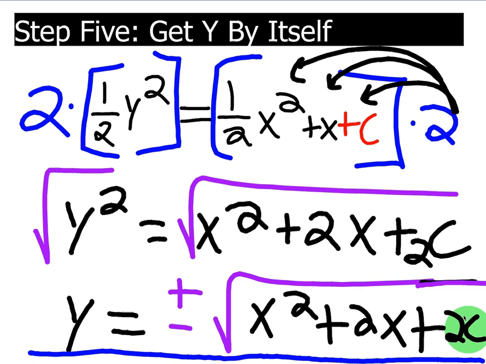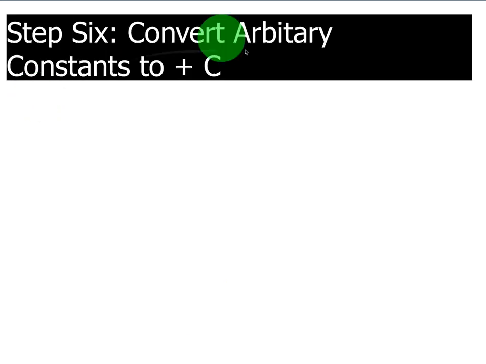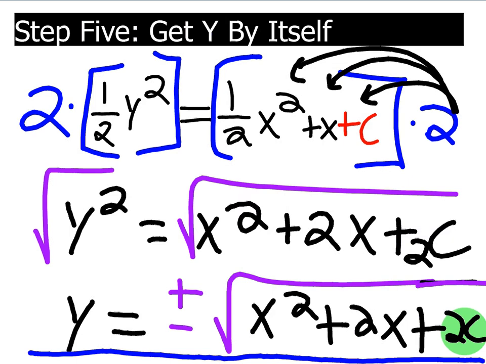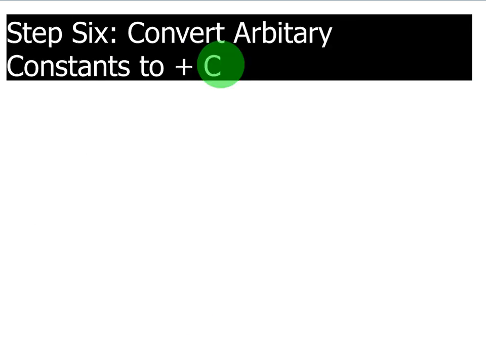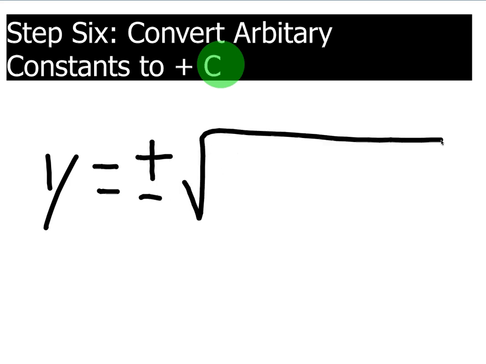Actually, there is one more step I did forget. Notice that c is a constant. So 2 times c would still be what? It would still be constant, right? So the next step is to convert any arbitrary constants to just plus c. Instead of plus 2c, I'm just going to change that to plus c. So for our final equation, we have y equals plus or minus the square root of x squared plus 2x plus c.